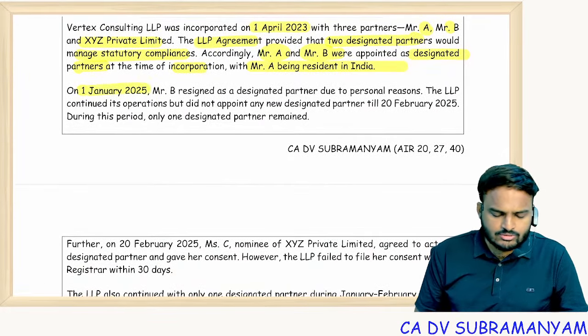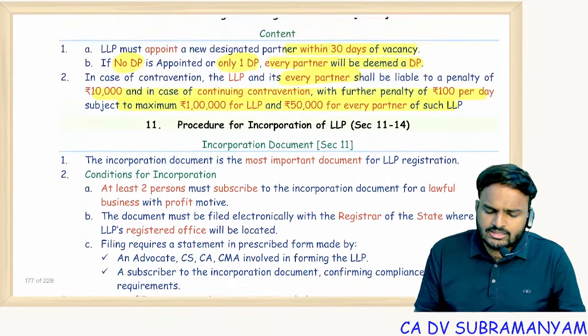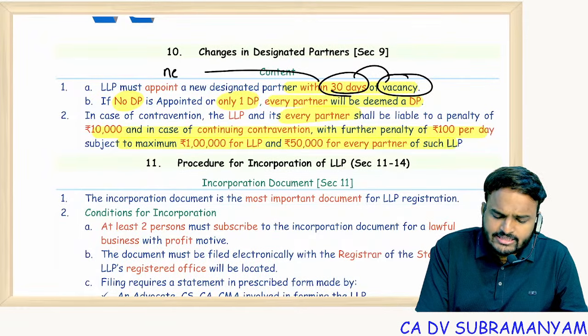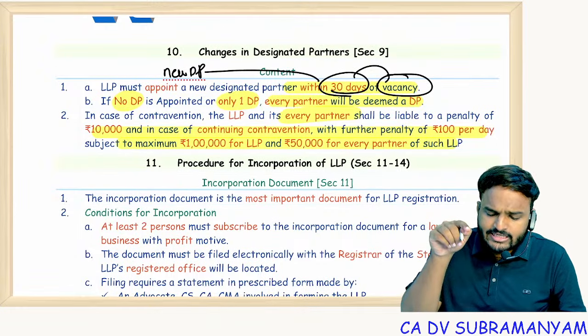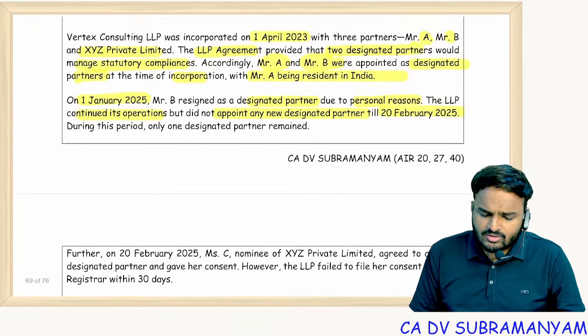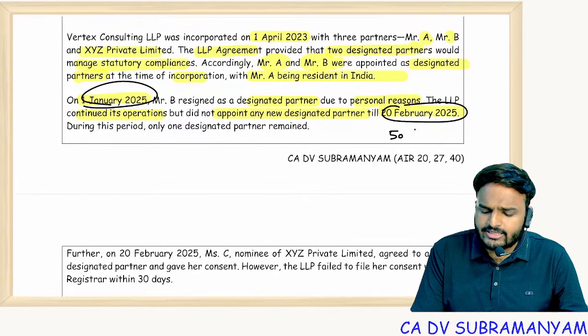On 1st January 2025, Mr. B resigned as a designated partner due to personal reasons. The LLP continued its operations but did not appoint any designated partner till 20th February 2025. If you see, in case of vacancy in designated partner, within 30 days of vacancy, a new designated partner should be appointed. Within 30 days of vacancy. But what happened? Resignation happened on 1st January, appointment not happened till 20th February, 50 days completed, which is more than 30 days.